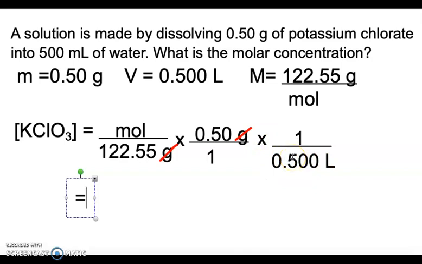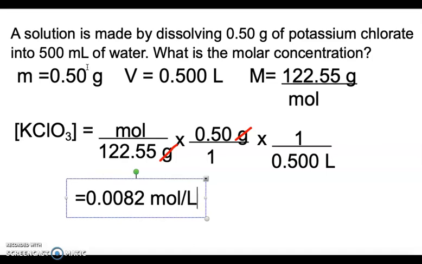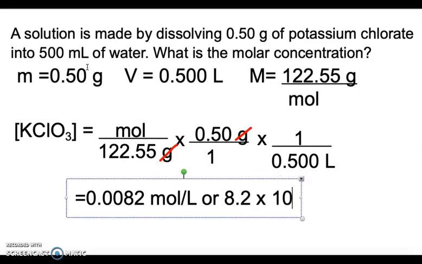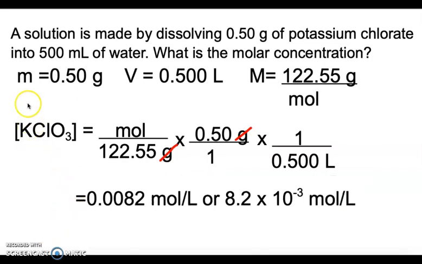We do that in our calculator. Thinking about our significant digits, we're allowed to have 2. So either you can write it as 0.0082 moles per liter, or you could choose to go to scientific notation and write it as 8.2 times 10 to the negative 3 moles per liter. Okay, either of those are options that you can do.